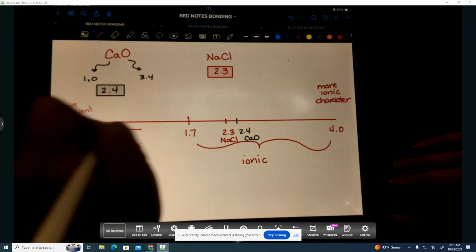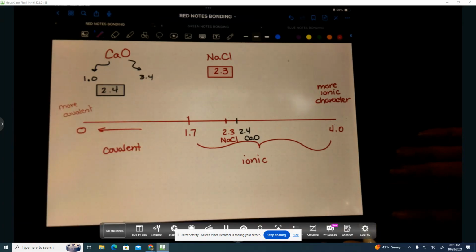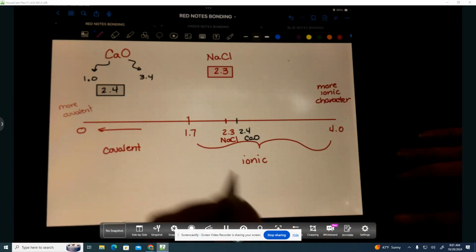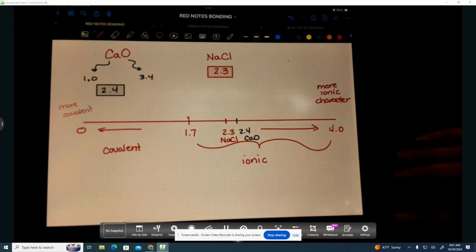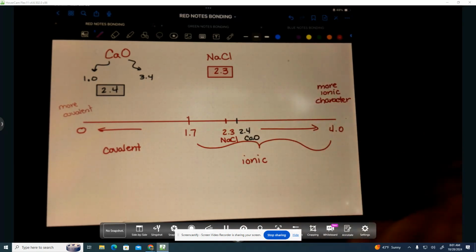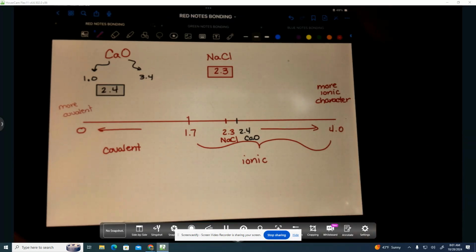And as you get less and less electronegativity difference, you're going to get more and more covalent. As you get a higher electronegativity difference, you're going to get more and more ionic. Go ahead. Yep, that's coming. Okay? But right now, all I want you to know is the difference between an ionic and a covalent bond. And that's what we're going to practice now.